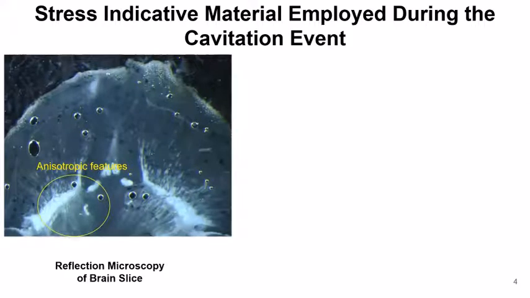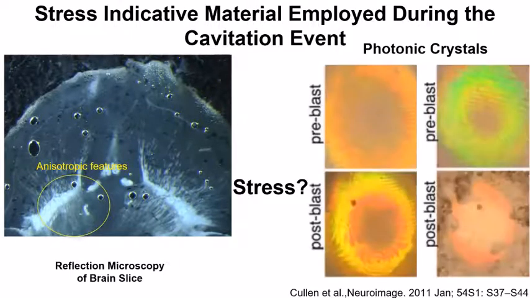Since brain tissue is an anisotropic material, you cannot fully derive the impact stress from the mechanical properties just by SLIC. In order to measure the mechanical stress during the cavitation, a stress indicative material can be employed during the cavitation event. For example, a metamaterial like a photonic crystal, which changes color when subjected to deformation.